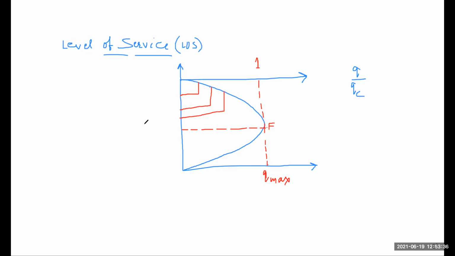And in this direction, V denotes our velocity in kilometers per hour. So basically we have 6 levels of service. One is your A level of service, next one is your B level of service, next one is your C level of service, next one is your D level of service, next one is your E level of service, and next one is your F level of service. So basically these are our 6 levels of service.